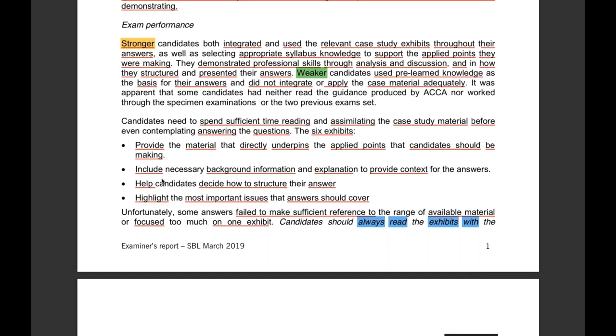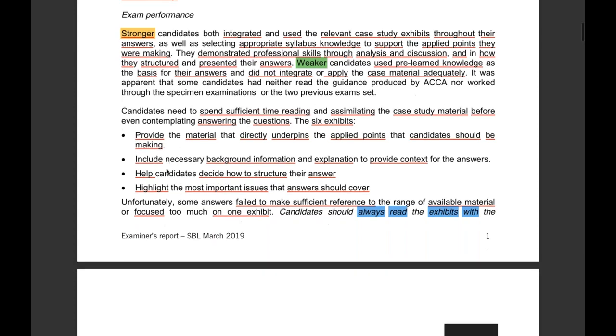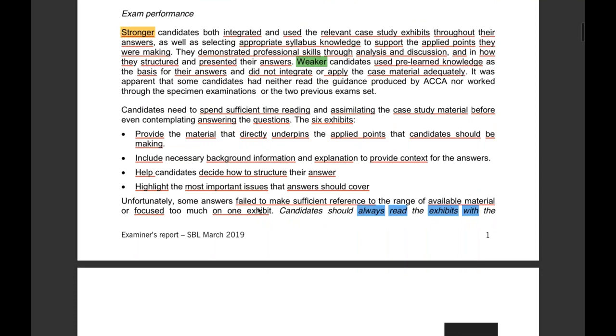So here it says include background information, which is providing context and helps decide how to structure your answer, definitely. Highlight the most important issues that the answer should be covering. Basically, most students fail to make sufficient reference to the available exhibits, or focus too much on one exhibit. Sometimes you find, oh, the answer is here, and you're focusing only on that one exhibit. Please don't do that. You're minimizing your chances of getting more marks.